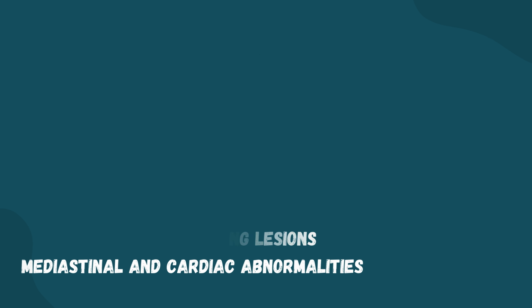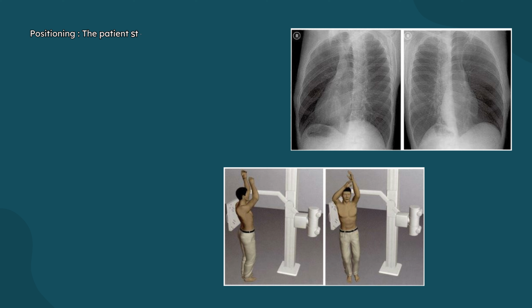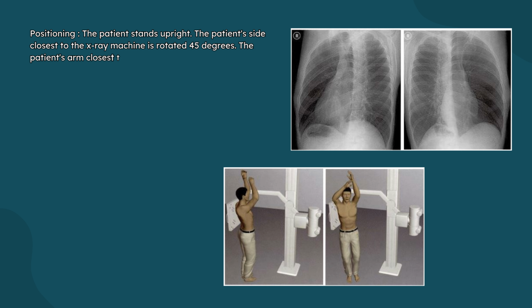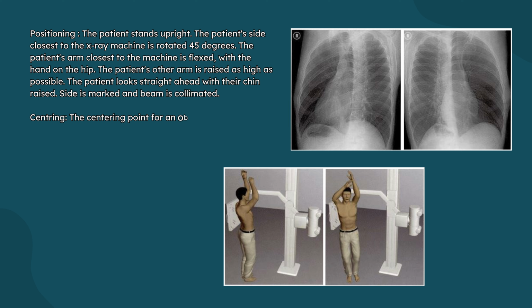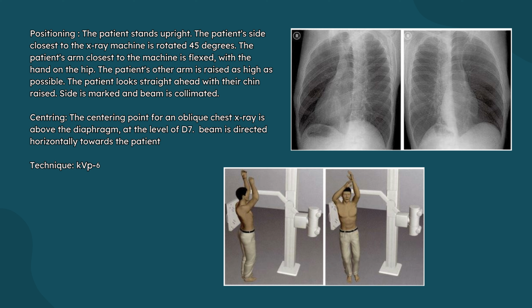Oblique view. Positioning, the patient stands upright. The patient's side closest to the X-ray machine is rotated 45 degrees. The patient's arm closest to the machine is flexed, with the hand on the hip. The patient's other arm is raised as high as possible. The patient looks straight ahead with their chin raised. Side is marked and beam is collimated. Centering, the centering point for an oblique chest X-ray is above the diaphragm, at the level of D7. Beam is directed horizontally towards the patient. Technique, KVP 65, MOS 35, FFD 100 cm.